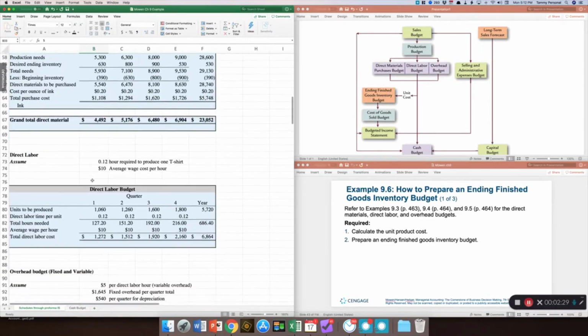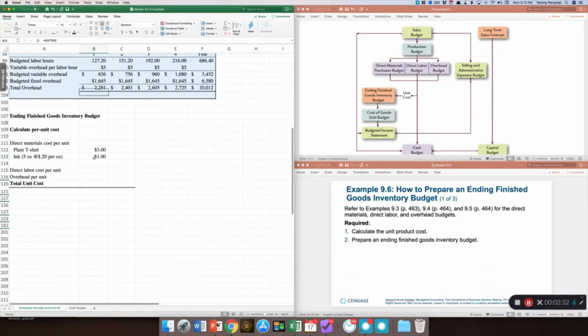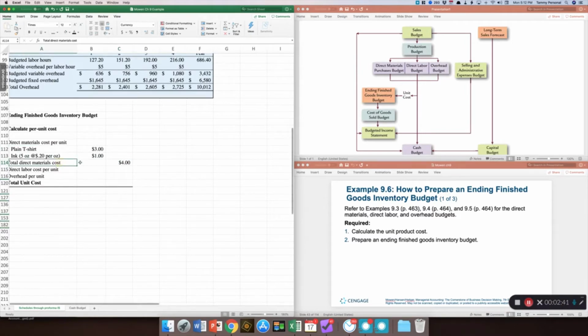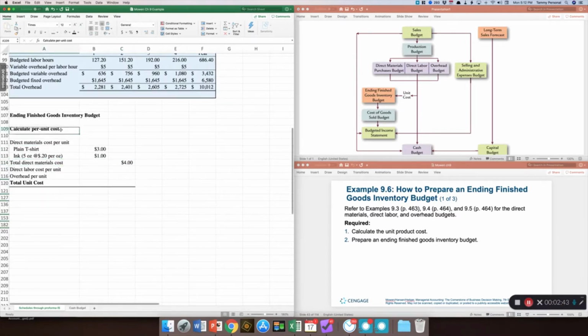So as always, I am referring up above, right? And then we use that. Of course, all we have to do is just add those two up, and that gives us our total direct materials cost per finished t-shirt.